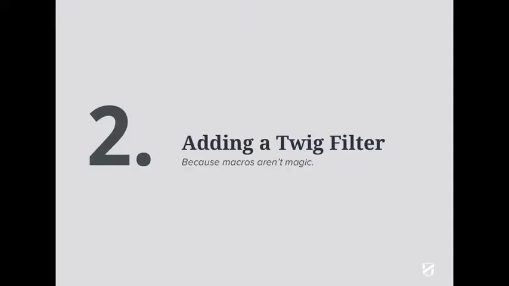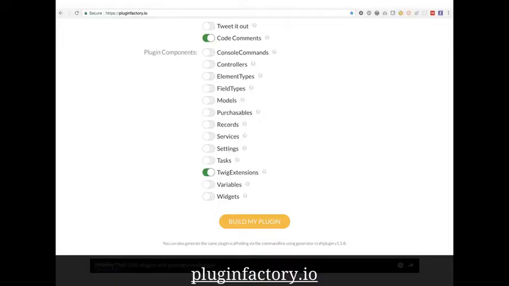Okay, so now we're going to actually see what all of the crazy things I just mentioned actually look like in a plugin, and we're going to start with the simplest form of plugin that you can imagine, which is just adding a Twig filter. So if I were to start at pluginfactory.io, I would just toggle Twig extension. There's no other parts to it, so that's pretty much all you've got. And with that, don't worry, I'm not live coding.